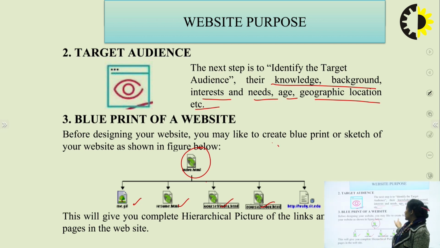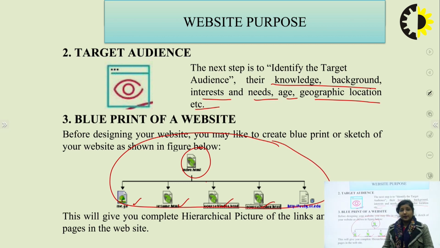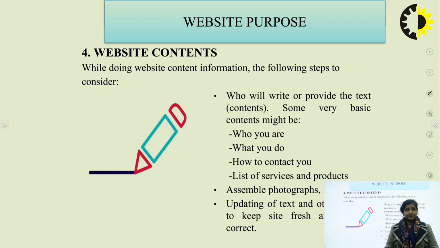So this is the blueprint of the website, which identifies how many pages there will be, how many images there will be, and how they will be interconnected to each other. This is basically going to give the complete hierarchical picture of the links among the pages in the website. So this is the basic idea about the blueprint of the website.